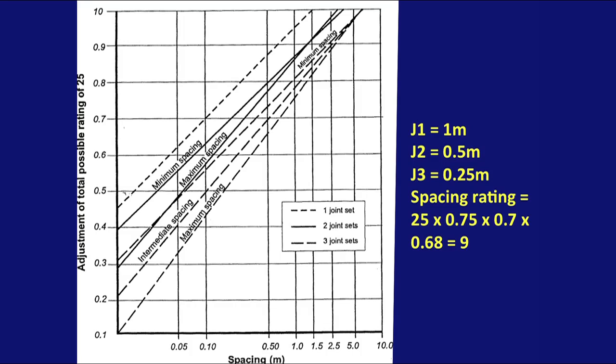So if you look at the graph here, you can see on the horizontal axis, if you go along to 1, and then you follow that line up until it intersects the first set of lines, the big dashed lines, you can see that the rating there is about 0.75. If you then look at 0.5 on the horizontal scale, and you take that up to the middle line, the intermediate spacing, the value is about 0.7. And if you then judge where 0.25 meters is, and take that up to the top dashed line, you're going to get a value of about 0.67, something like that. So those are the ratings that you would apply.